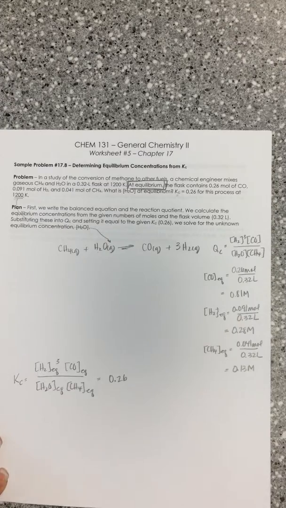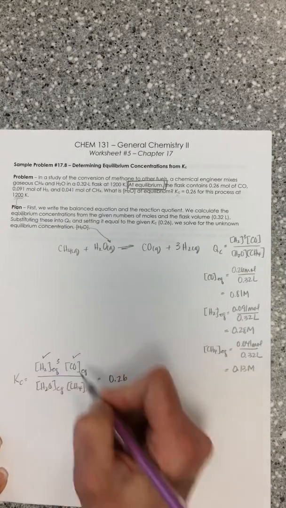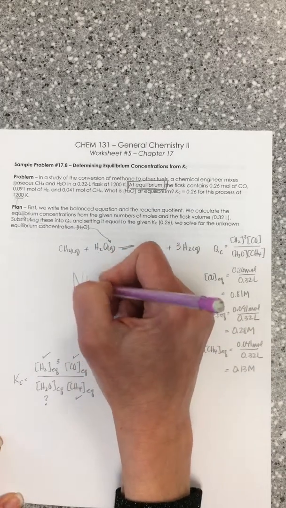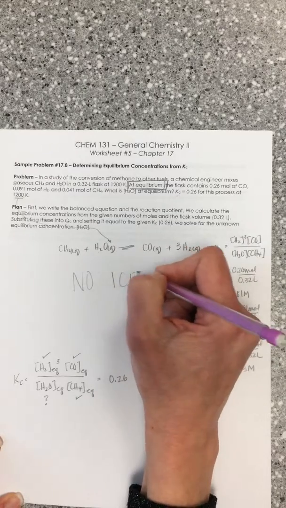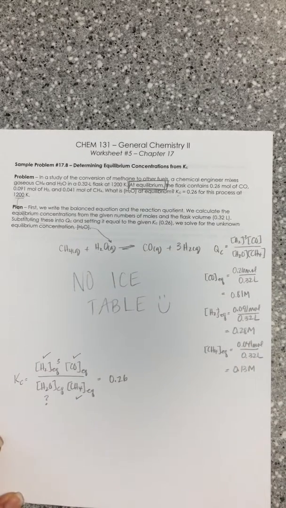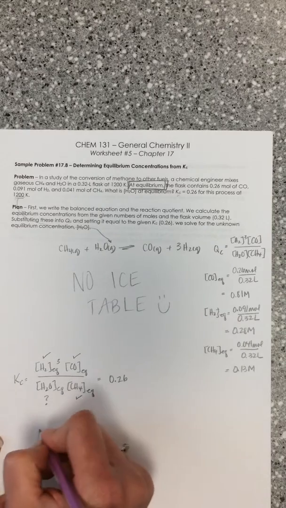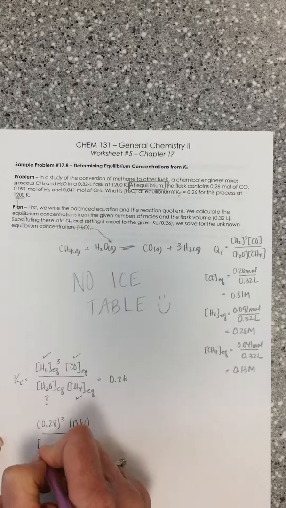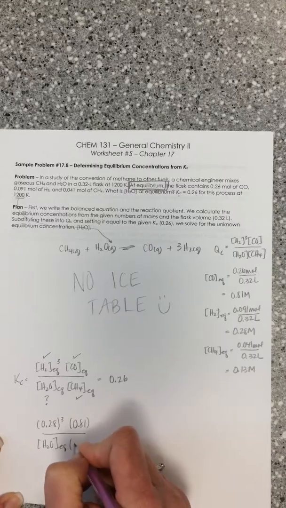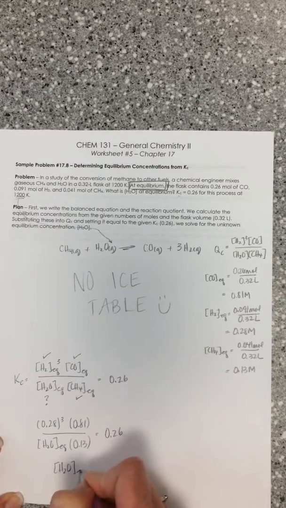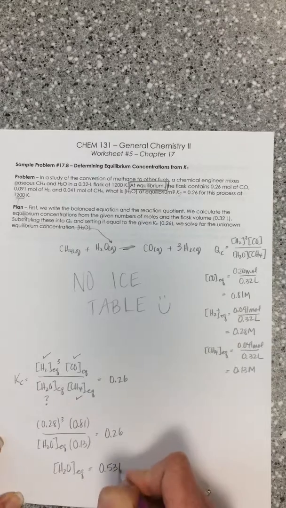Okay, well, they gave us this, they gave us this, they gave us this. This is what we want to solve for. We don't even need an ice table. This is just a simple algebra problem. I left this space intentionally blank because that's where you would put an ice table, but you don't need one for this problem. All we need to do is put in the pieces of information that we know and mathematically solve for the piece that we don't know. So our equilibrium concentration of water is equal to 0.53 molar.